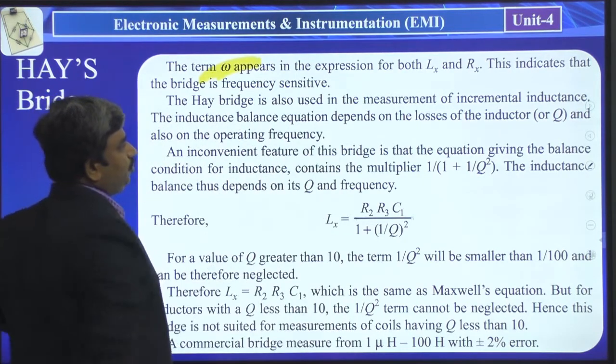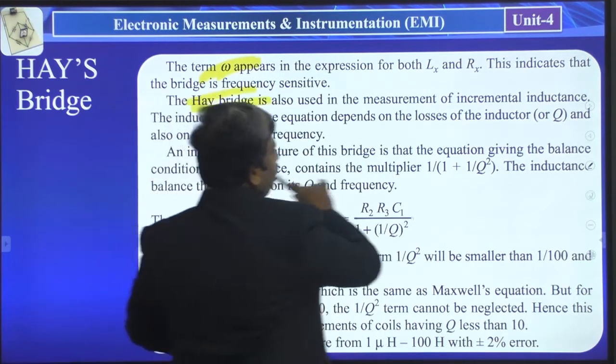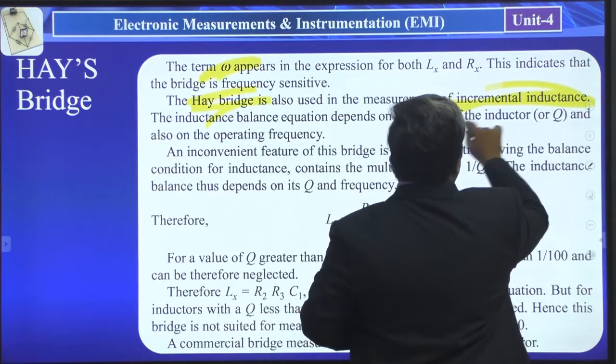The Hay bridge is also used for measurement of incremental inductance.